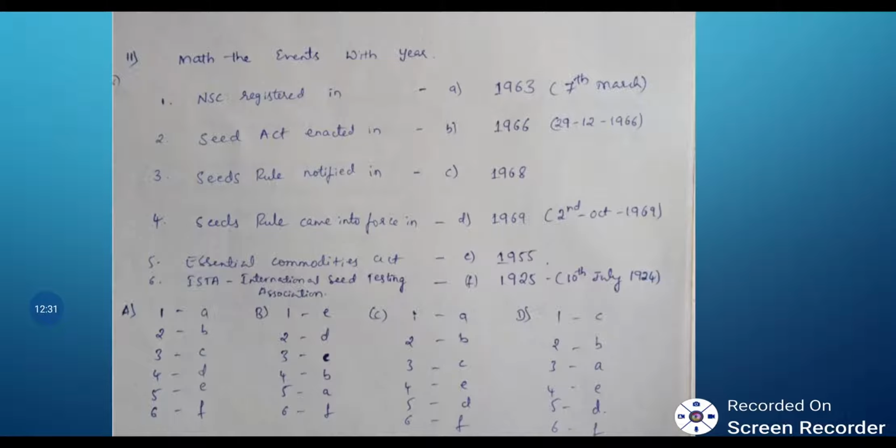Third is Seeds Rule notified in 1968. Seed Act enacted in 1966 and Seed Rule notified in 1968. Seeds Rule came into force in 1969, that is on 2nd October 1969. Essential Commodity Act came in 1955. ISTA, that is International Seed Testing Association, was established on 10th July 1924 and it started its function from 1925.